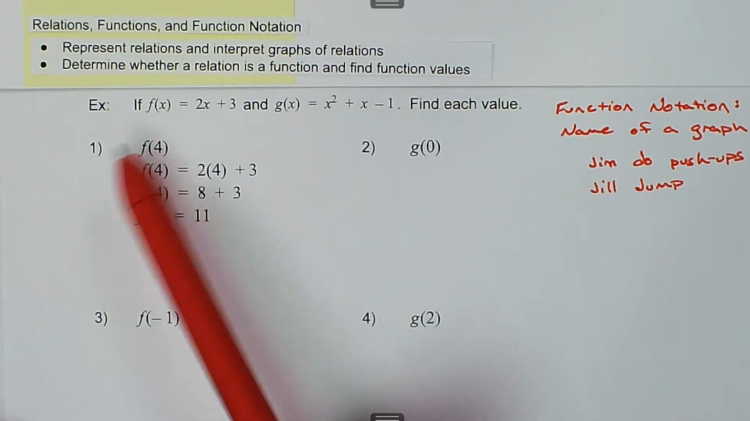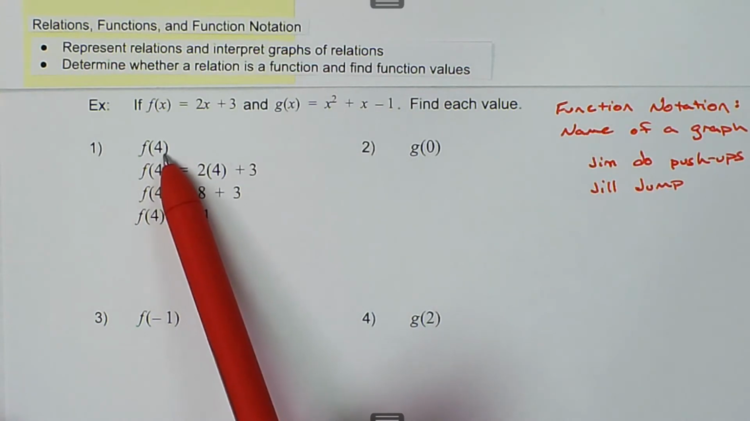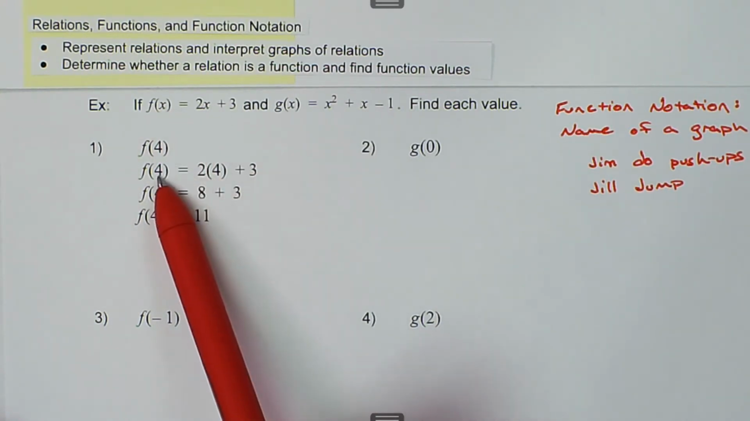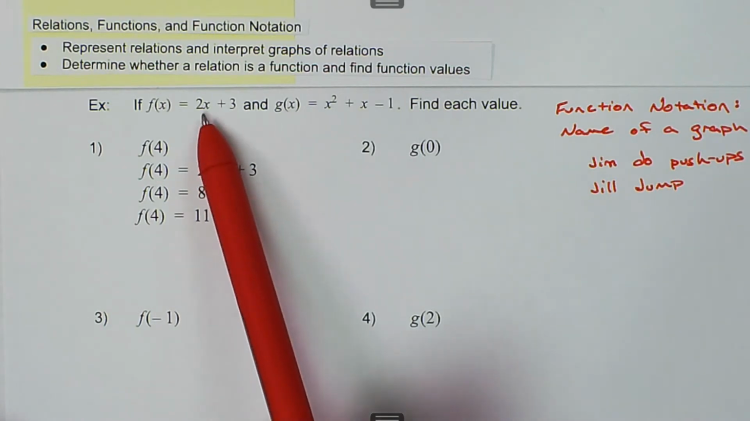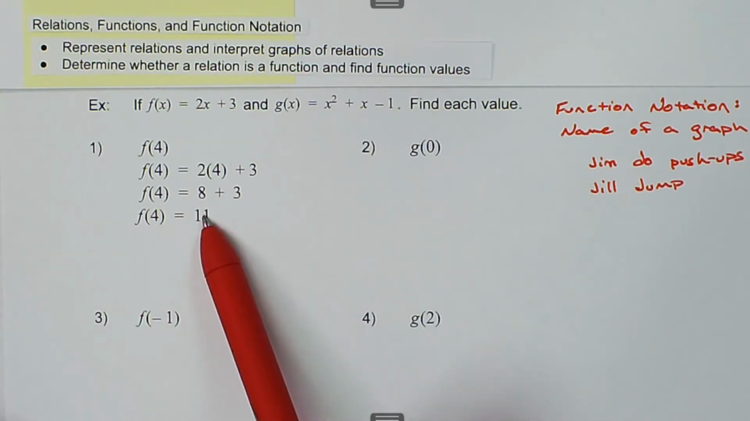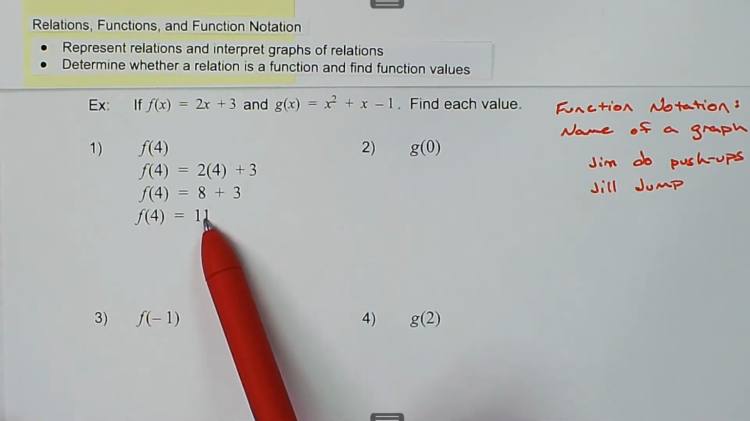So here, an example. We have the function f evaluated at 4. So that says everywhere that there's an x, replace it with 4. So here we took the x out and replaced it with 4. 2 times 4 is 8. 8 plus 3 is 11. So the function evaluated at 4 is equal to 11.